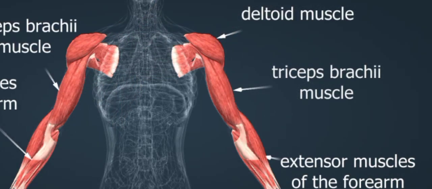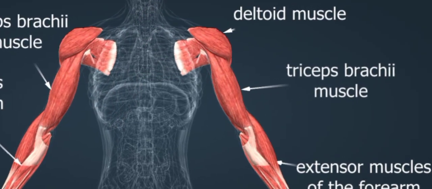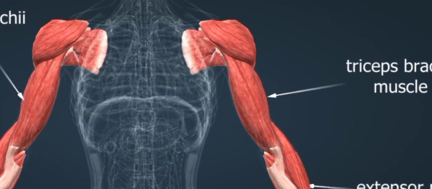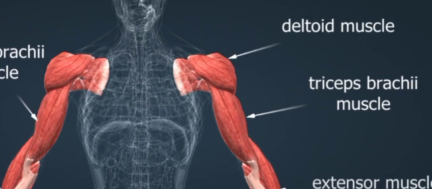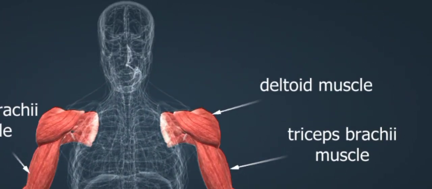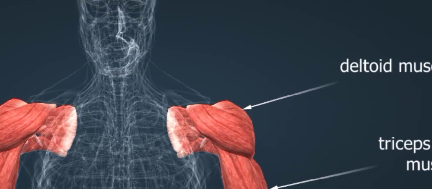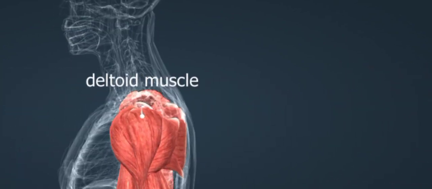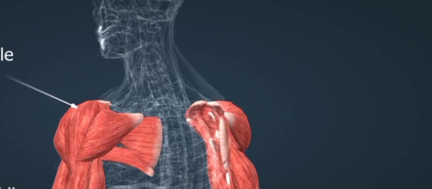The deltoid muscle is a large, triangular muscle that covers the shoulder joint and gives the shoulder its rounded shape. It consists of 3 distinct parts, or heads, each responsible for different movements. 1. Anterior (front) head. This part helps with shoulder flexion, raising the arm forward, and internal rotation of the arm.